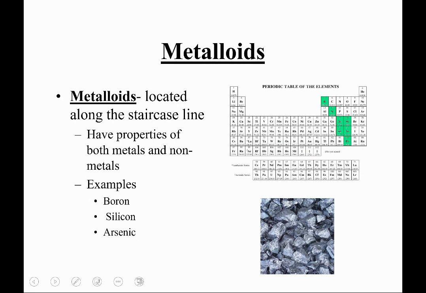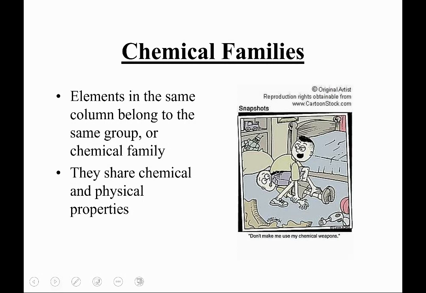The metalloids is a goofy name given to the ones that go right along that staircase line. Sometimes they can behave like metals and sometimes they can behave like non-metals. So it's not a straight cutoff where everything acts like a non-metal on the right and everything acts like a metal on the left of that line. The things that are right around that line can exhibit properties of both. You can see the ones that are in green there: boron, silicon, arsenic, etc.